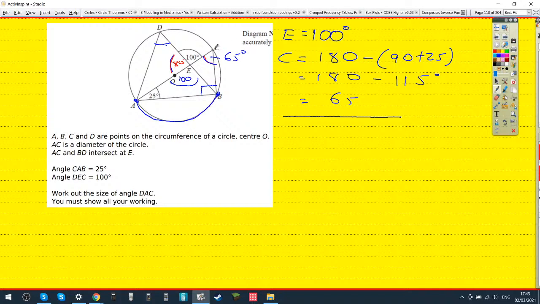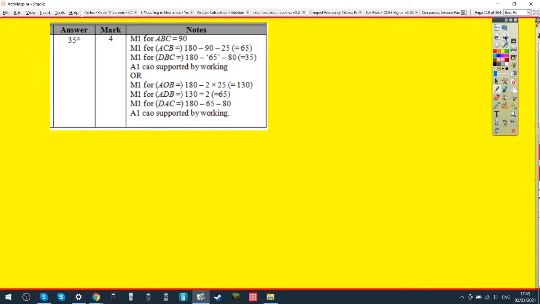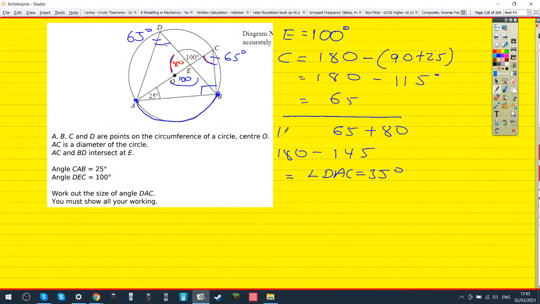Oh. So that's 65 degrees. Yeah. So you have to do 65 add 80. Yep. 145. 145. 180 minus 145 is 35 degrees. So the other side is 35 degrees. 35 degrees. That's it, 35 degrees. So it's the same shape.